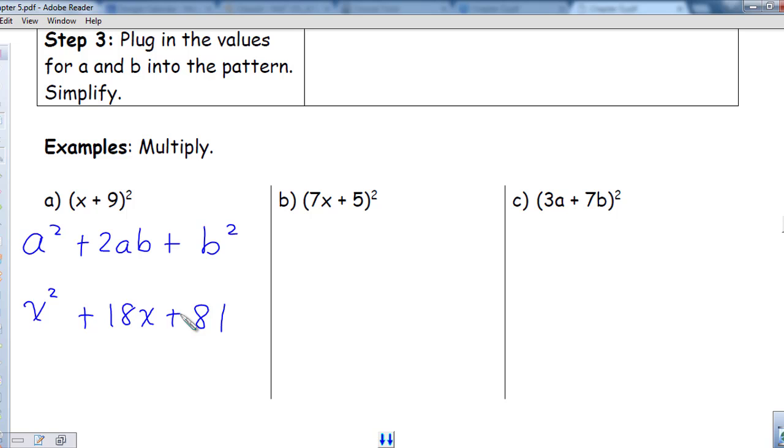So that's not so bad, right? I mean, we were writing out all the steps, but it's really not that many steps.